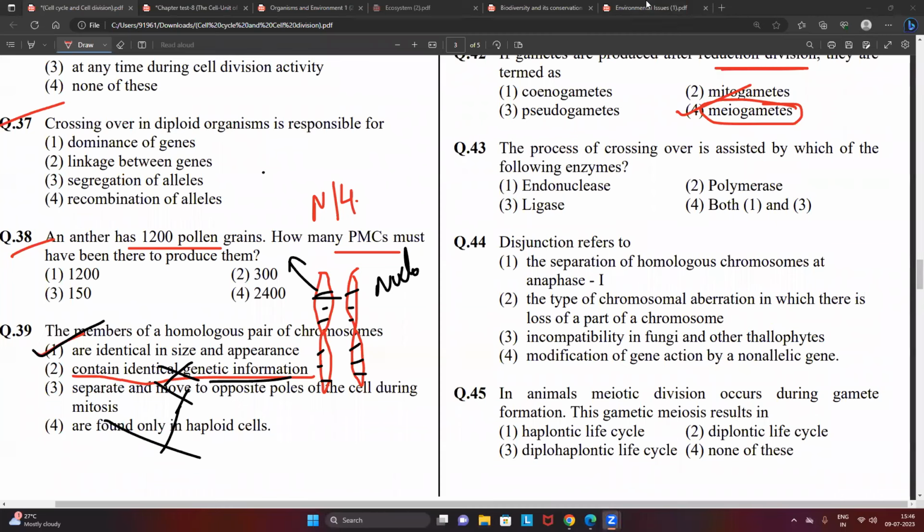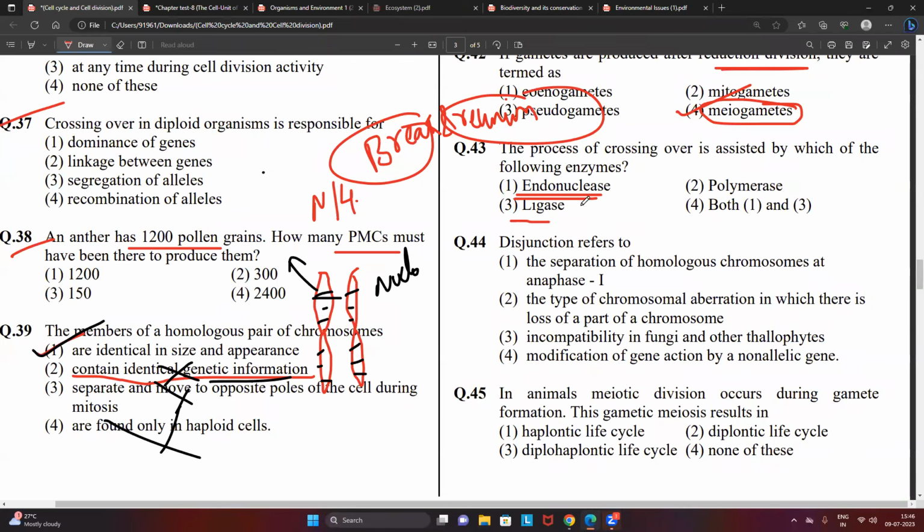Anyone given the correct answer? Very good. It requires endonuclease as well as ligase. Now, friends, what do we have to do? We have to break it and reunite the chromatids. So in order to break, we require endonuclease. In order to reunite, we require ligase. Hence the correct answer is 4.